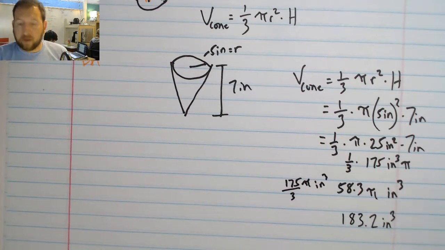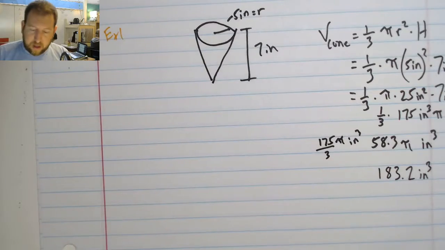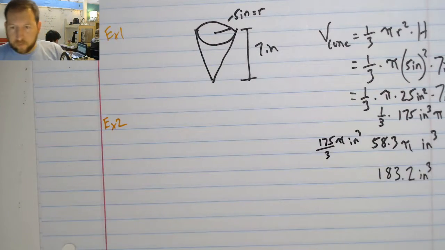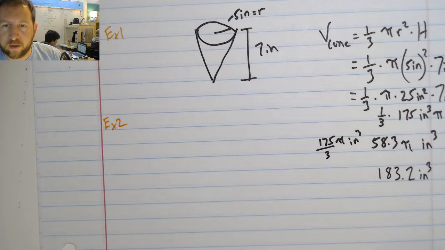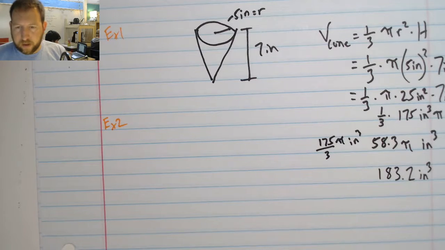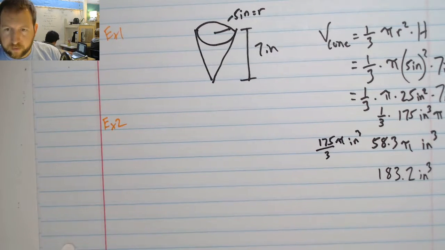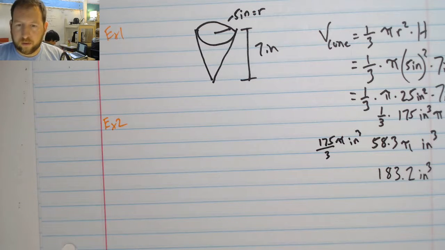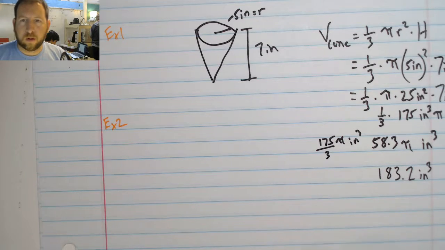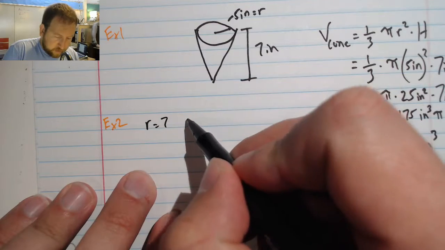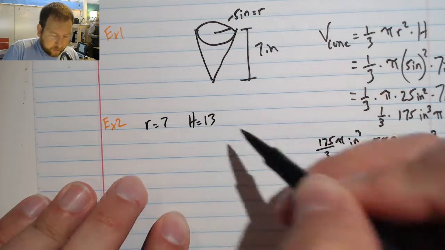Okay, if you feel like you get it, go on. I'm going to do one more quick example, and if you want to watch it, you're welcome to. I'll just do number 1 on the homework. Number 1, I have... Oh, I think I did that already. Let me find one that I like. We'll do a radius of 7 and a height of 13.